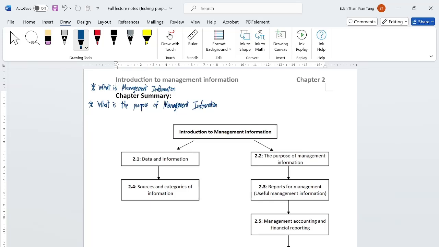Can you see my handwriting? Do I need to zoom bigger? Can see? Can. All right.